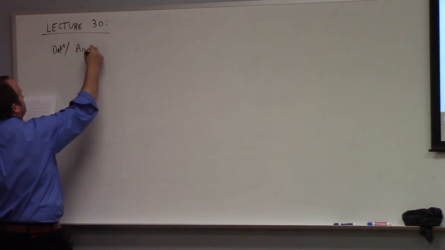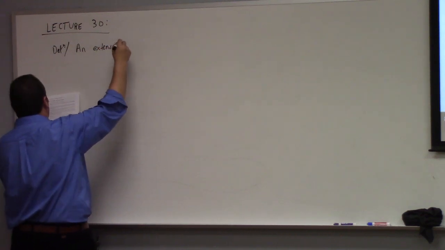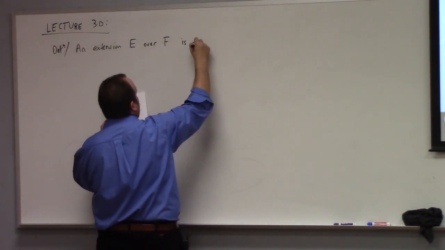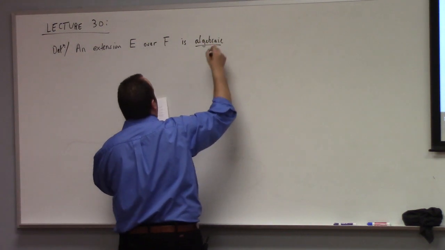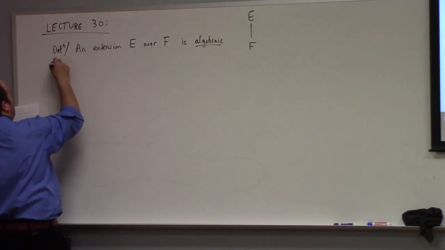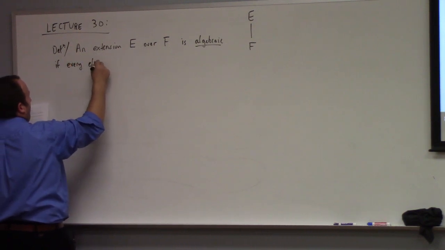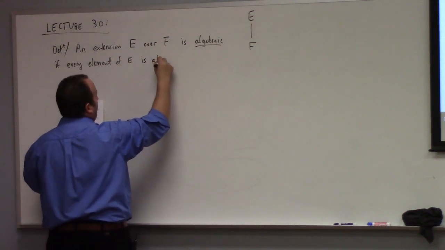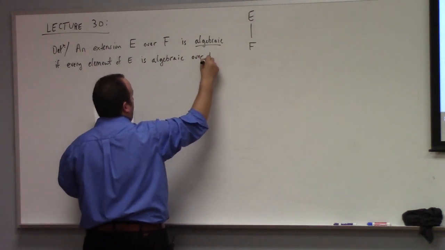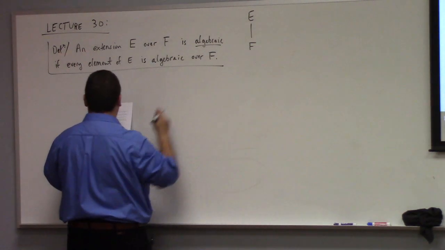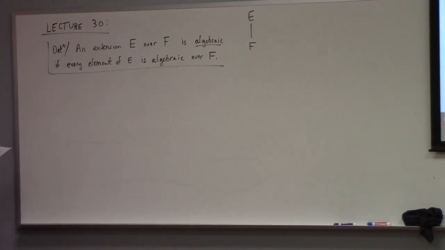Definition. An extension E over F is algebraic if every element of E is algebraic over F. If E is not algebraic, then it's said to be a transcendental extension of F.